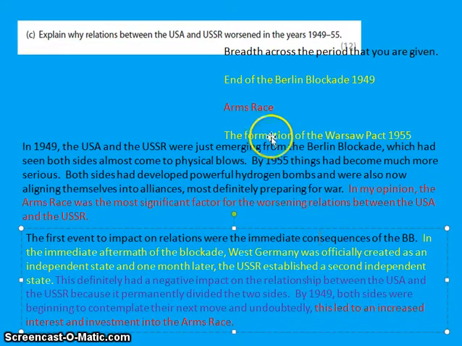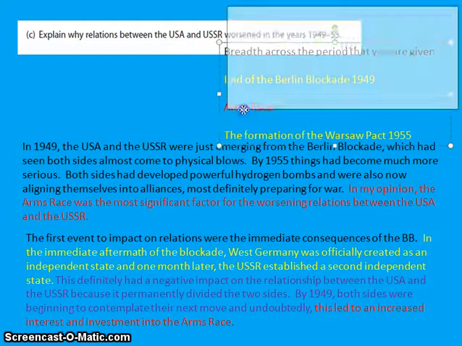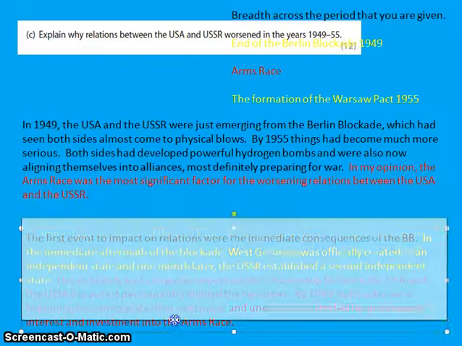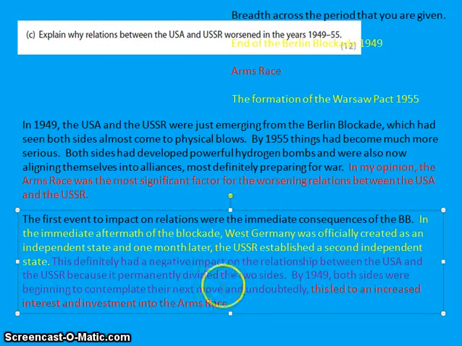Okay, so if this were the real thing, in the exam I would then go on to talk about the arms race, and I would have a similar paragraph on the arms race to the one I have here, so with some factual evidence and then some explanation as to how it was impacting on the relationship. I would also in that paragraph be explaining why I thought that was the most important, and then I would have a final paragraph on the formation of the Warsaw Pact, and hopefully if you did something similar to that in the exam you would be getting into level 3.